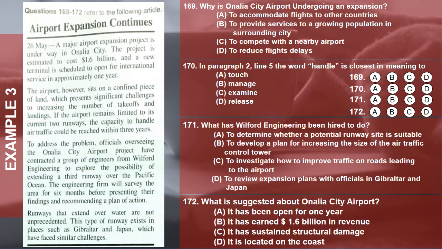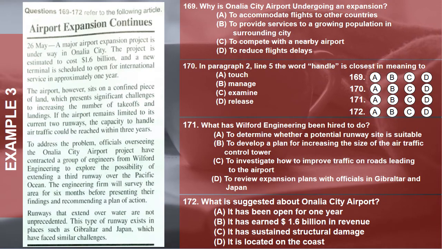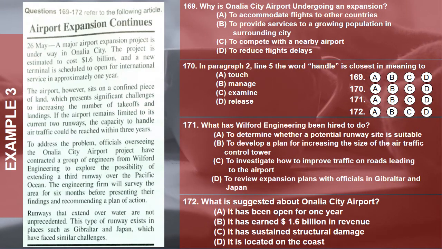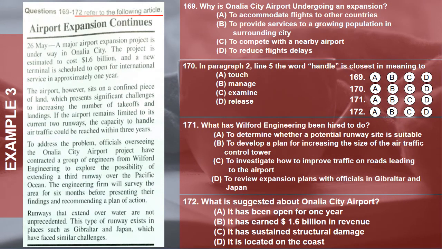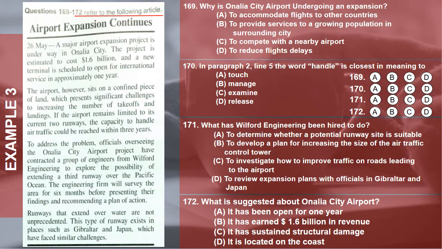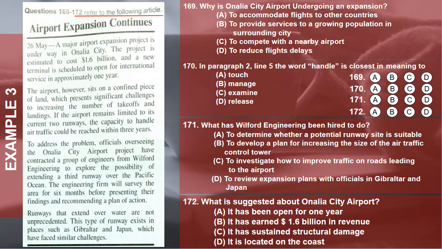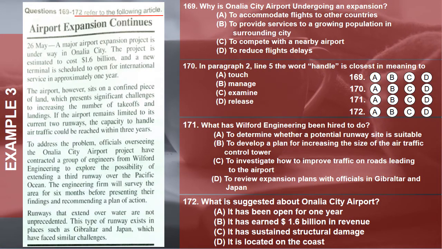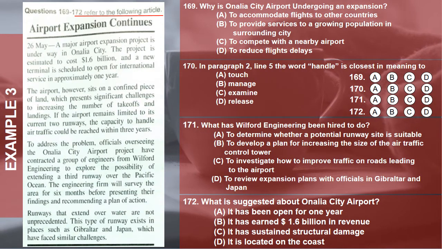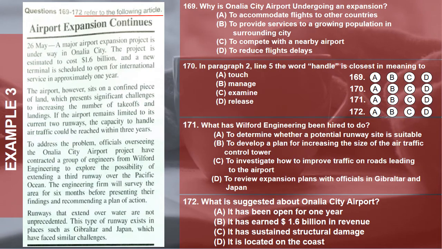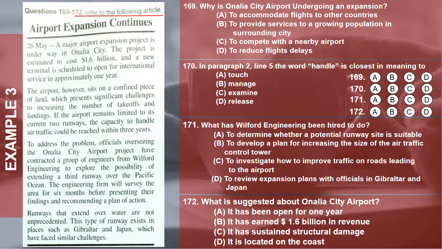And this is the third example. Repeat the same steps. So look at the writing and establish what kind of writing it is. Questions 169 to 174 refer to the following article. So you know it's an article. And read the headline and establish the main idea. So, airport expansion continues. 26 May, a major airport expansion project is underway in Honolulu City. The project is estimated to cost $1.6 billion, and a new terminal is scheduled to open for international service in approximately 1 year. So it's about airport expansion.